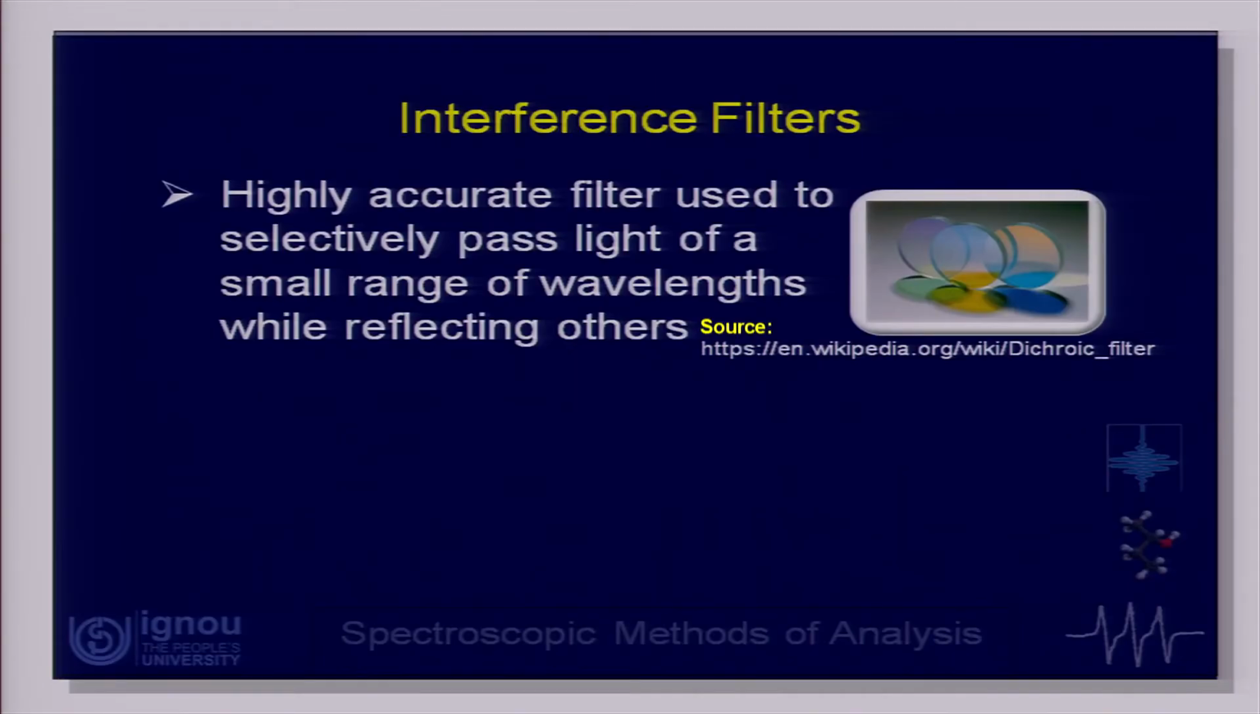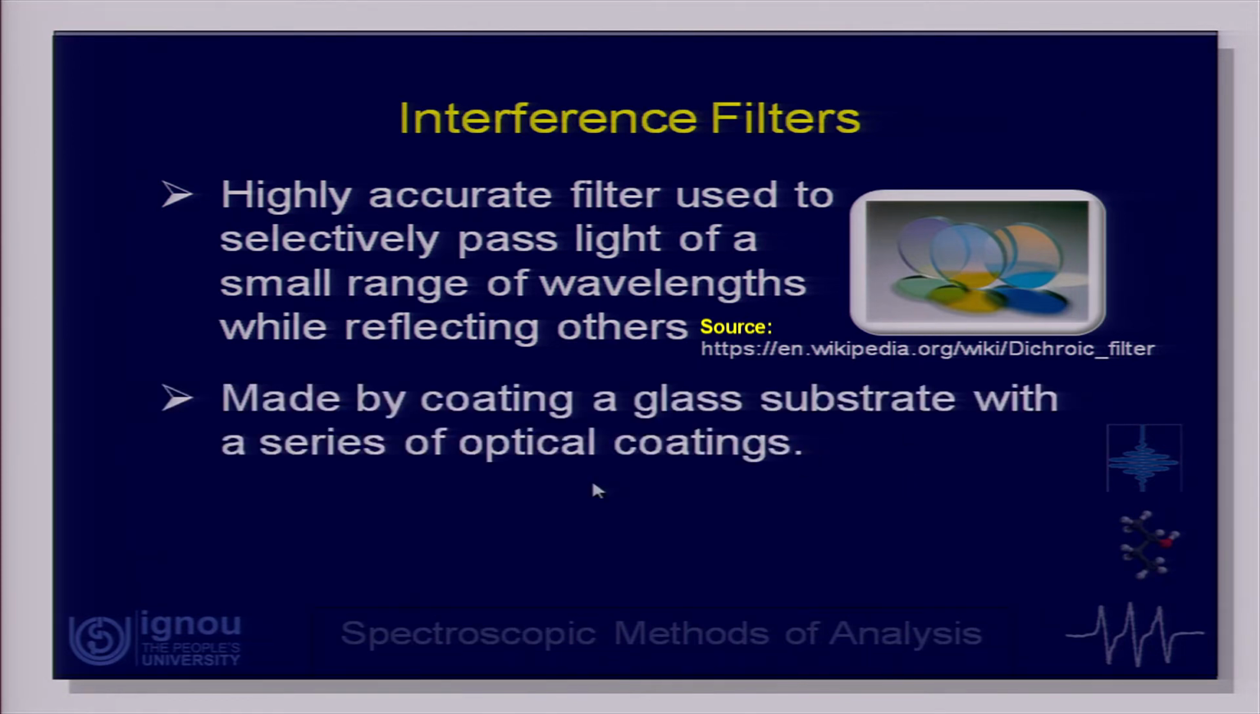Okay. Let us move further and talk about another kind of device, which is called an interference filter. These are highly accurate filters which are used to selectively pass light of a small range of wavelengths while reflecting the others. Essentially, this again is made up of glass. This glass has optical coatings. That means if I have a glass piece, I make a number of coatings on that, and when the radiation passes through it, the outcome happens to be a very narrow range of wavelengths.